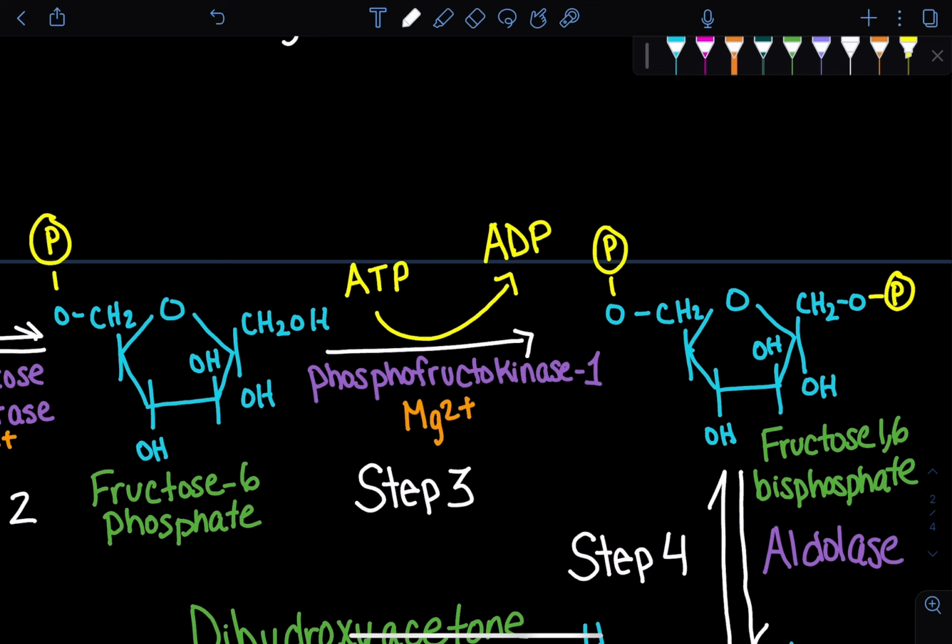Now we can see the name of this product is fructose 1,6-bisphosphate. Fructose just refers to the sugar. 1,6 is the location of where the phosphates are, and it's phosphate because we phosphorylated, and bis simply means that the phosphates are not right next to each other. They're in different locations.